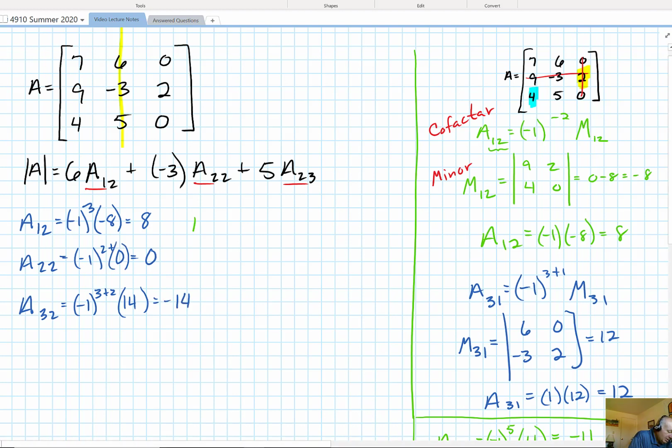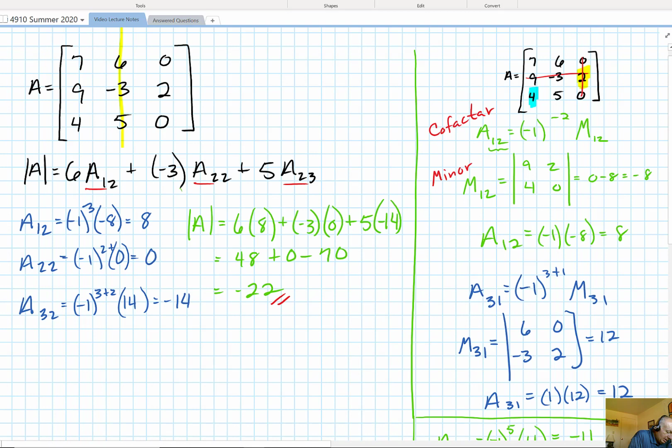Our determinant is simply going to be 6 times a12, plus a negative 3 times 0, plus a 5 times a negative 14. So what's that? 48 plus 0 minus 70. So minus 70. And so what's that? A negative 22. Negative 22 is our determinant.